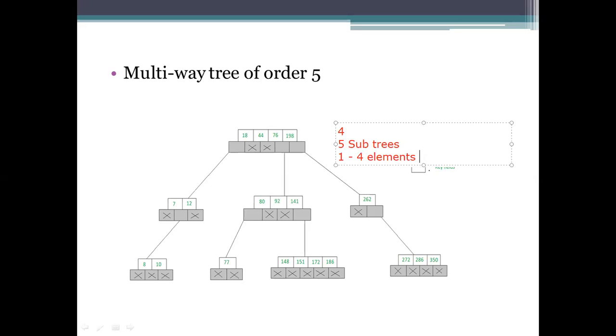How many subtrees will there be for one element, for one subtree? 5 subtrees for the one subtree. We have 4 elements, and again 5 subtrees. Here for 5 subtrees we have 20 elements, meaning 5 into 4, 20 elements, and 25 subtrees.